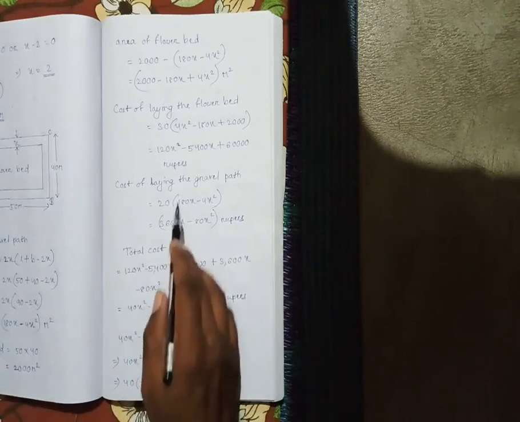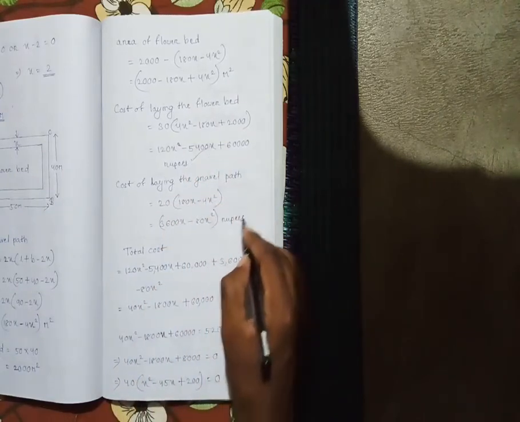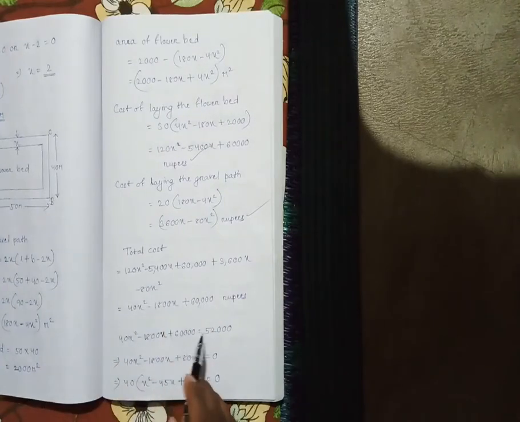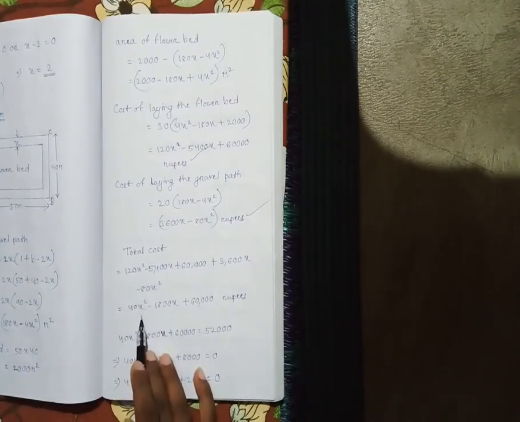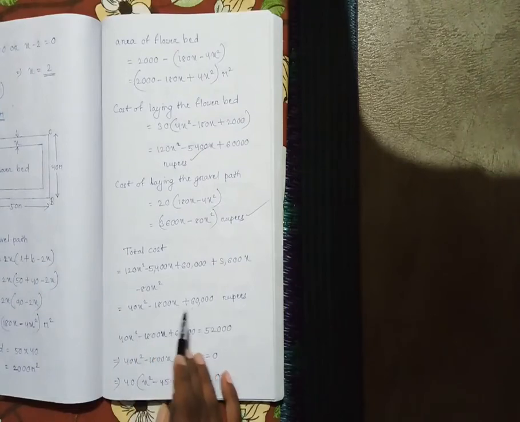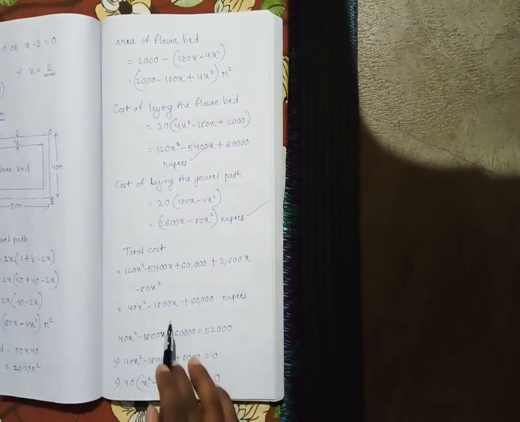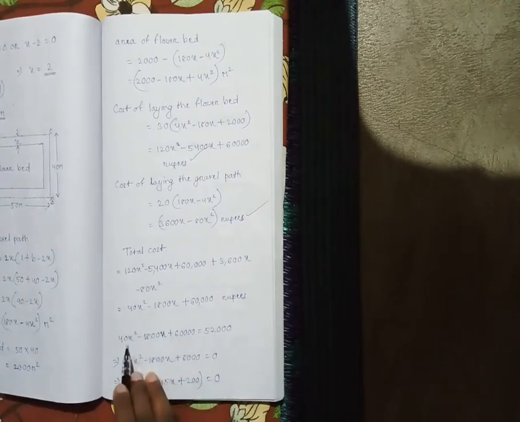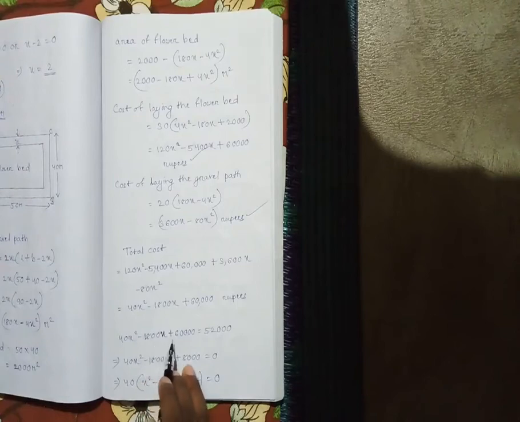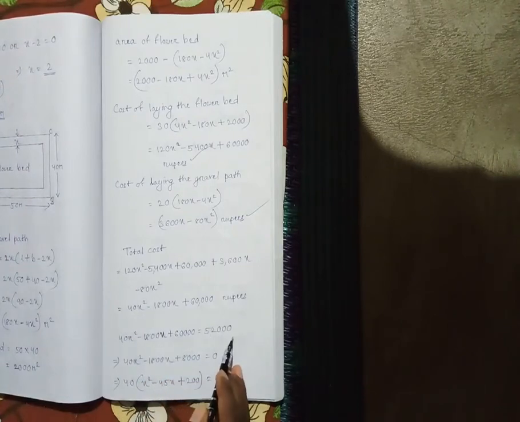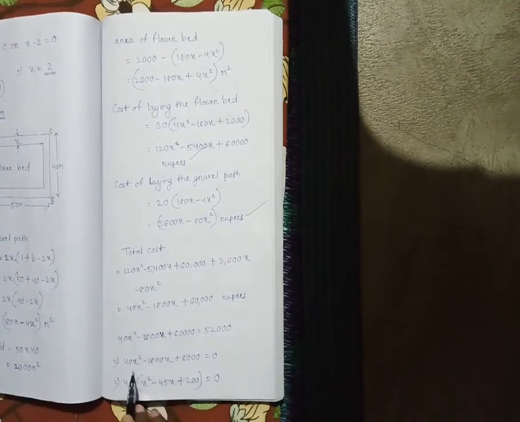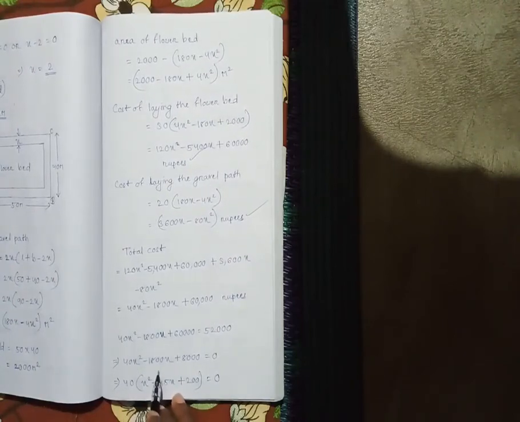Total cost will be this plus this. Okay, so on adding we get 40x square minus 1800x plus 60,000 rupees, and this can be equated to 52,000 rupees. So we have equated, as you can see, 40x square minus 1800x plus 60,000 is equal to 52,000. So we will get a quadratic equation in the standard form, which is 40x square minus 1800x plus 8,000 is equal to 0. But this can be further simplified.